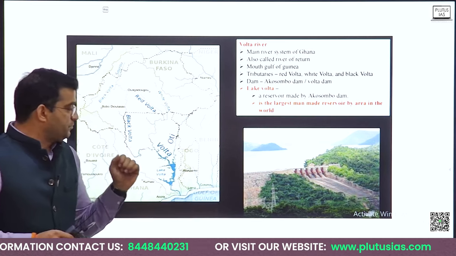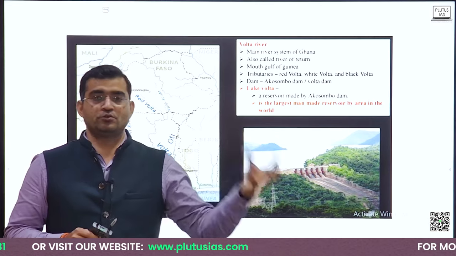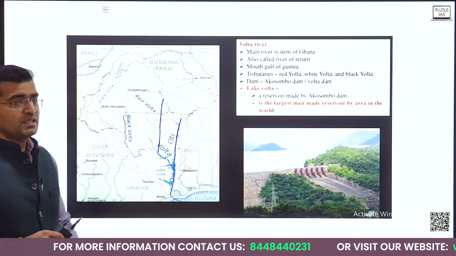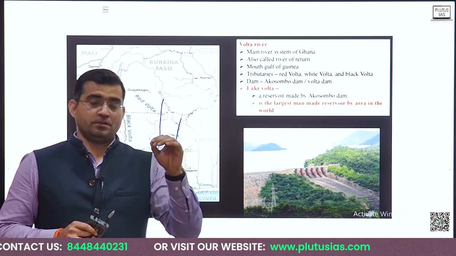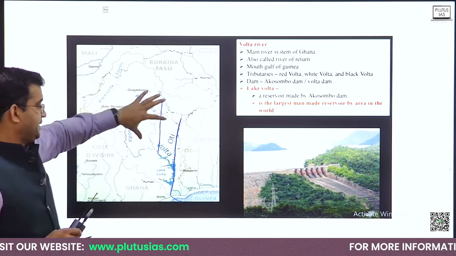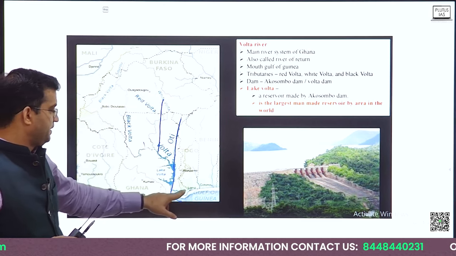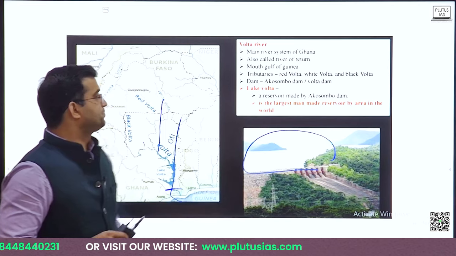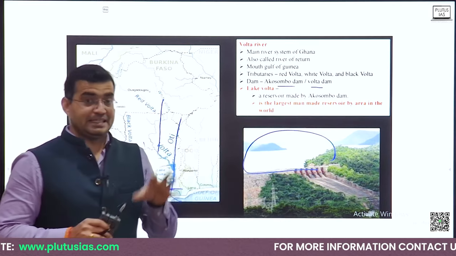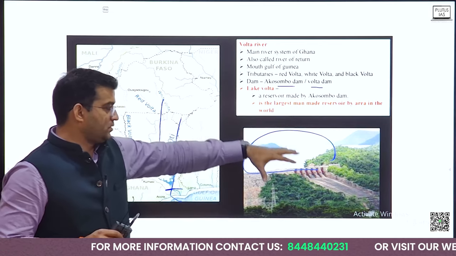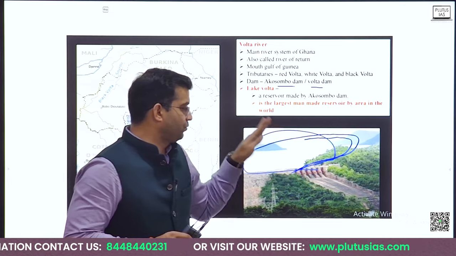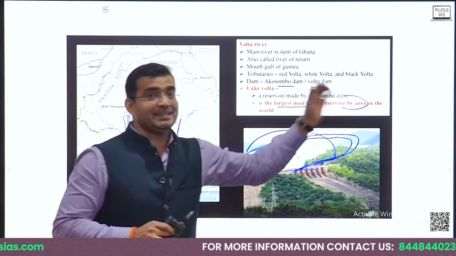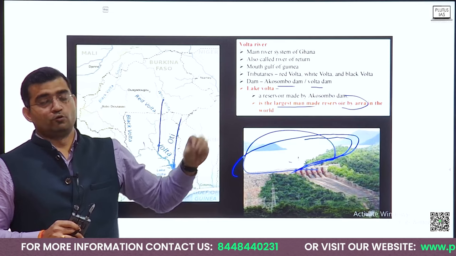Okay, now one more river, the Volta River. It is also a river belonging to Africa. The Volta River is the principal river of Ghana. Ghana, you know very well, is famous for the production of coffee and cocoa. So Lake Volta is very notable here. The reason is that Ghana has constructed a dam, also called the Volta Dam or Akosombo Dam. And what is interesting, by geographical extent, it is the world's largest man-made reservoir by area, Lake Volta at Akosombo.